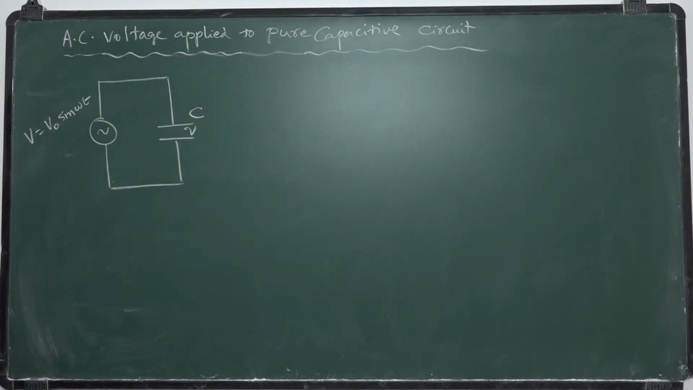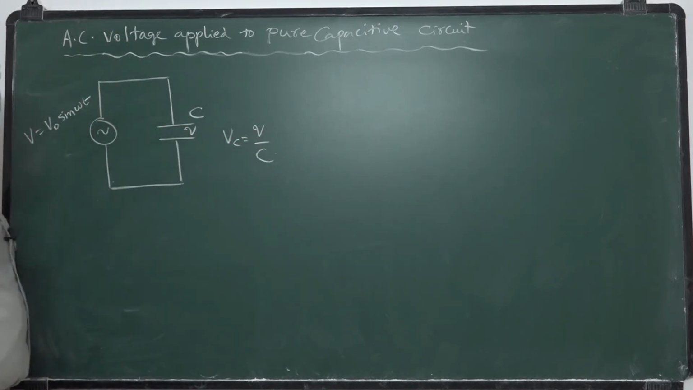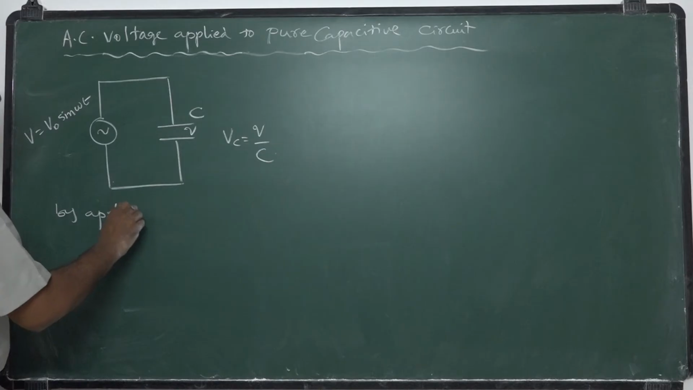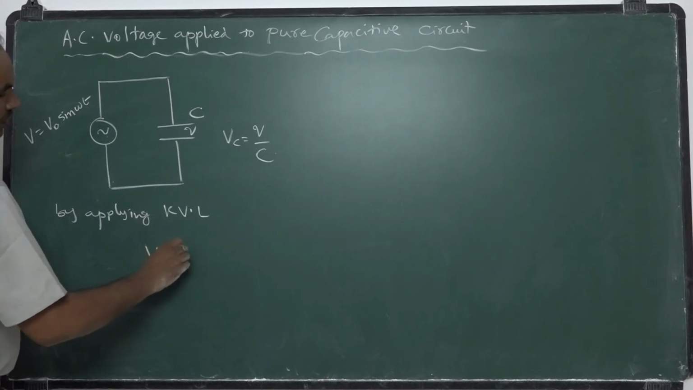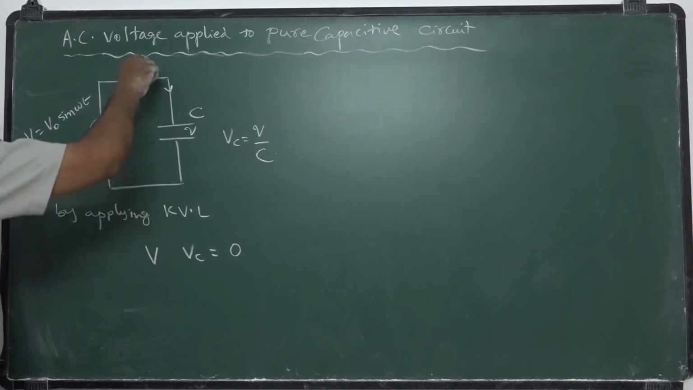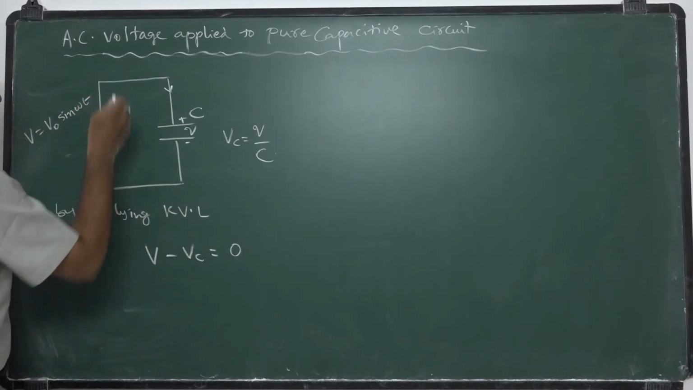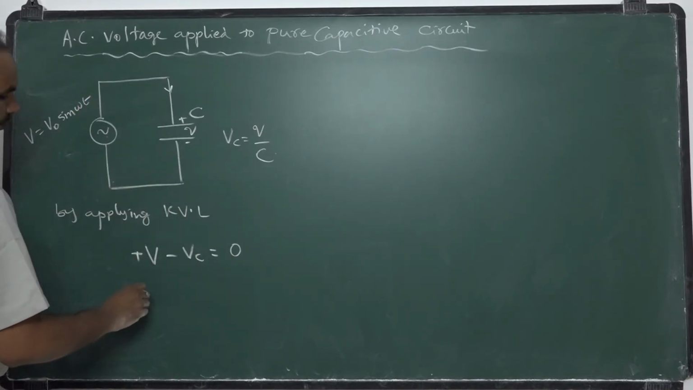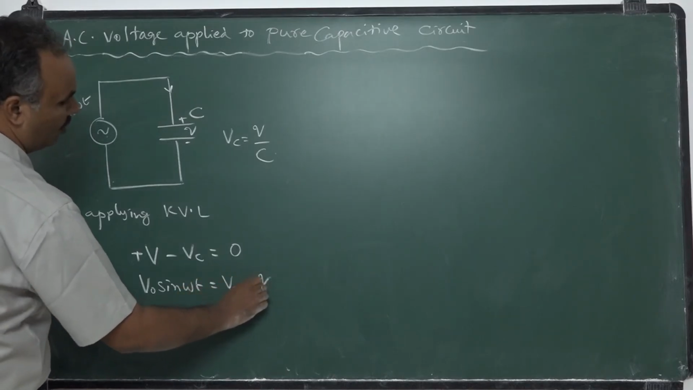If I apply a voltage, the voltage drop across the capacitor is given by Q by C. Now by applying KVL, Kirchhoff voltage law, the voltage of the source and the voltage across the capacitor, their sum must be 0. Let for time being current is going like this. This is high potential, this is low potential. High to low it is negative, then low to high it is positive. So V naught sin omega t must be equal to Vc, that must be equal to Q by C.